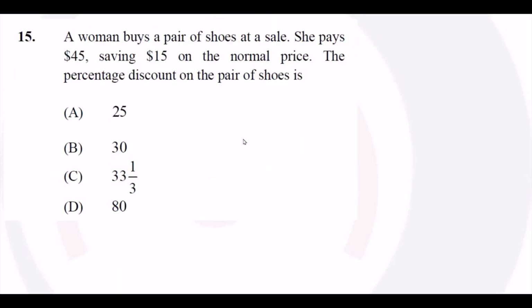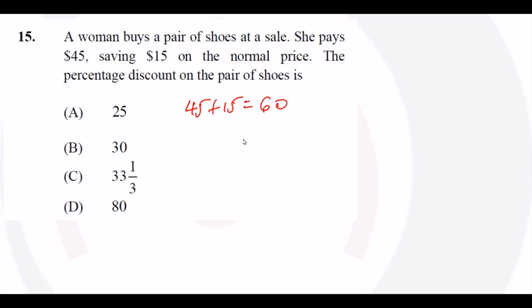A woman buys a pair of shoes at a sale. She pays $45, saving $15 on the normal price. The percentage discount on the pair of shoes is? Okay, so it says she pays $45, saving $15. That means that the original price was $60. That's 45 plus 15, which gives us $60.